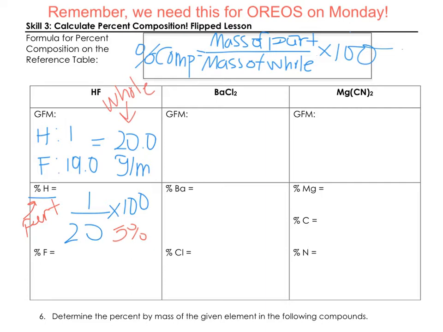If I'm going to do the exact same thing with my fluorine, I say that my fluorine is 19 grams. So I write that out. That's my part, 19. And then my whole is 20. Multiply the whole thing times 100. And I will, in fact, get 95% as my answer. So it does add up to 100, so each part adds up to the total of 100%, and that's your nice check to make sure that you did it right.